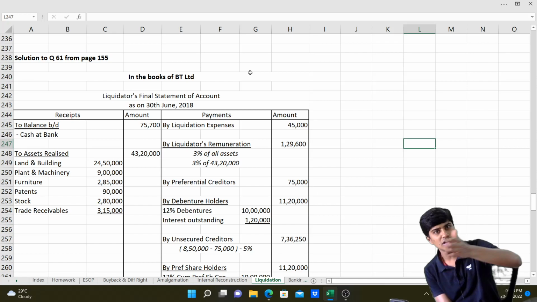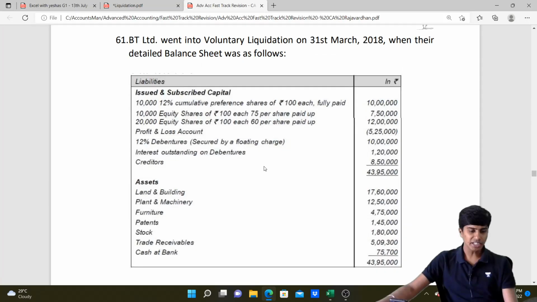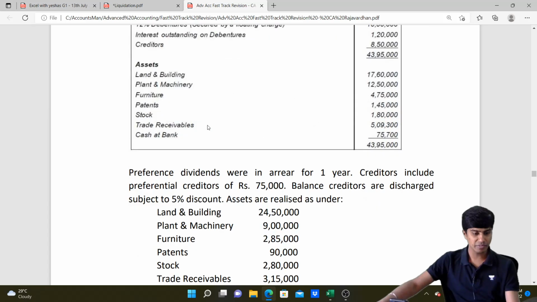Then we have 12% preference shareholders. Great. P&L account minus is there on the liability side, so this is a debit balance. This can't be an asset that will be sold. And then we have 12% debentures. Great. Floating charge. Then we have interest that is outstanding on debentures, which needs to be paid along with the nominal value of debentures. And we also have creditors. On the asset side, we have land and building, plant and machinery, furniture, patent, stock, trade receivable and cash and bank. So these are book values. We'll only consider their realizable values.